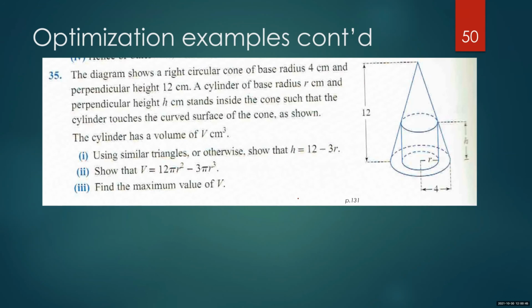And so the first question is: find an expression for h, the height of the cylinder, in terms of the radius. The next part is find an expression for V, the volume of the cylinder, in terms of r. And then the third part is find the maximum value of V. So let's move on.